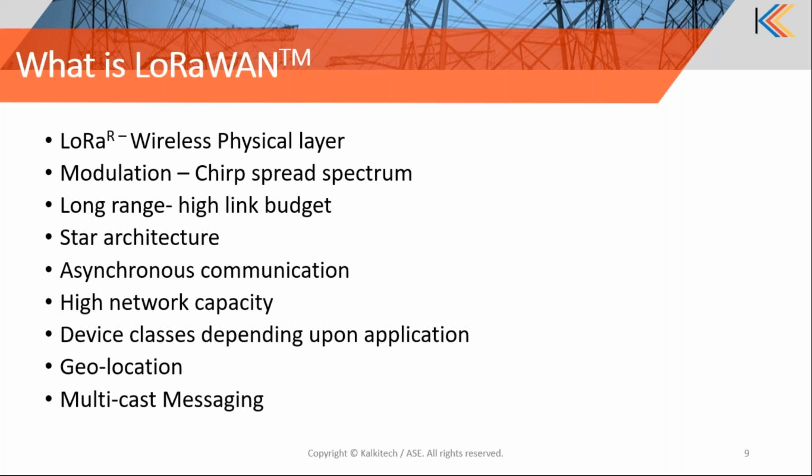LoRa is basically a wireless communication technology. It uses a modulation called chirp, which was used for military and space communication for decades for long communication distances and robustness to interference. It provides long range communication up to 40 kilometers in rural areas and up to 3 kilometers in urban environments, and it depends upon the performance of the gateways used. It uses star topology.